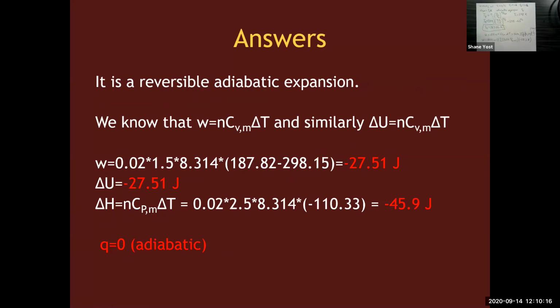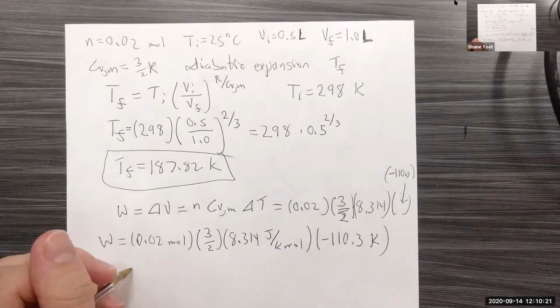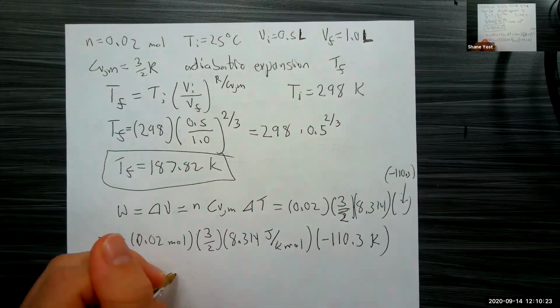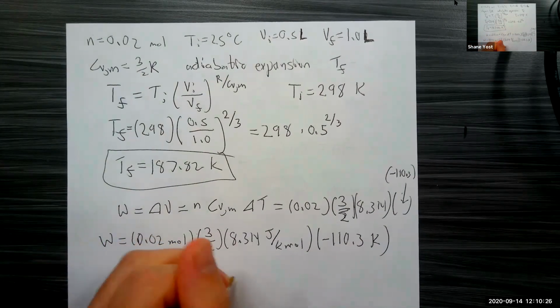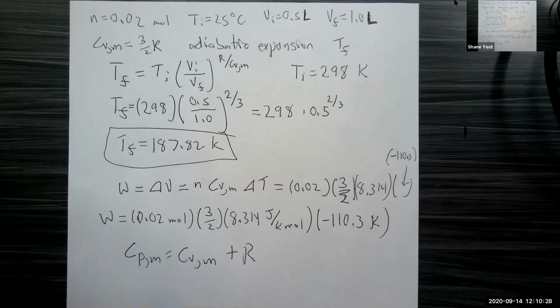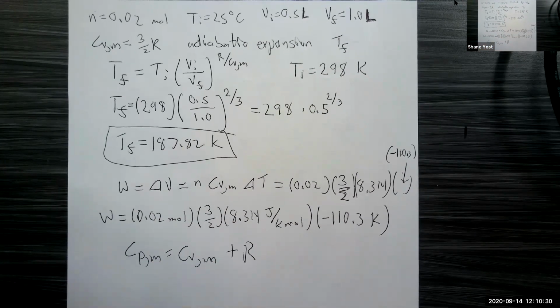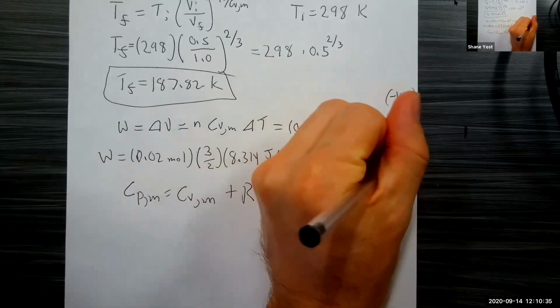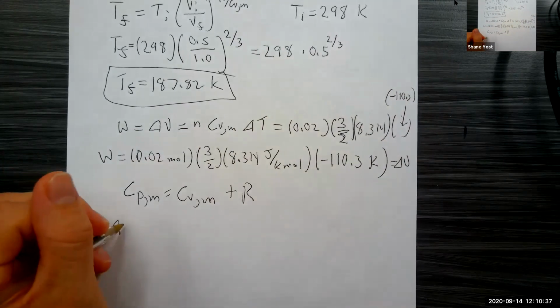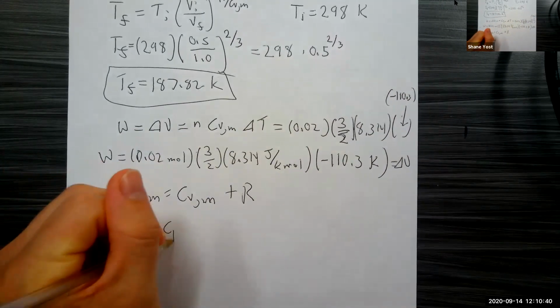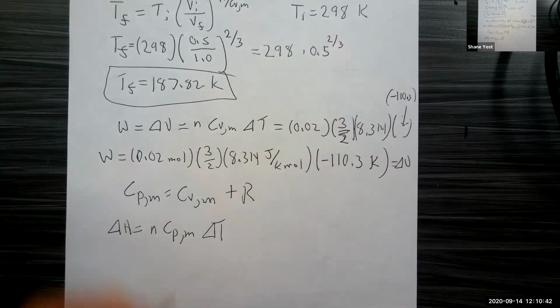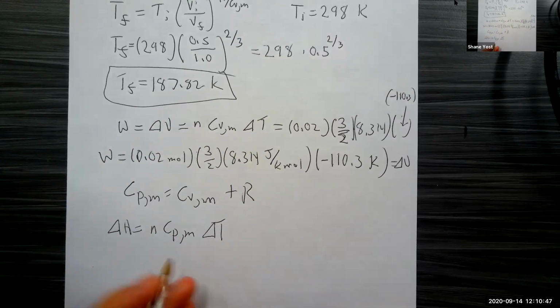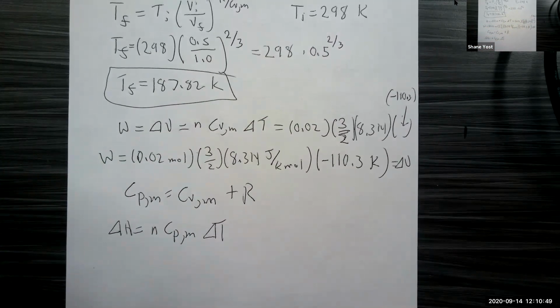So again, for an ideal gas, this is always true: CP,m equals CV,m plus R. And so in this case, this thing equals delta U, and to get delta H, we just do n CP,m delta T. Same number of moles, same change of temperature, and CP,m is just 5 halves R instead of 3 halves R.